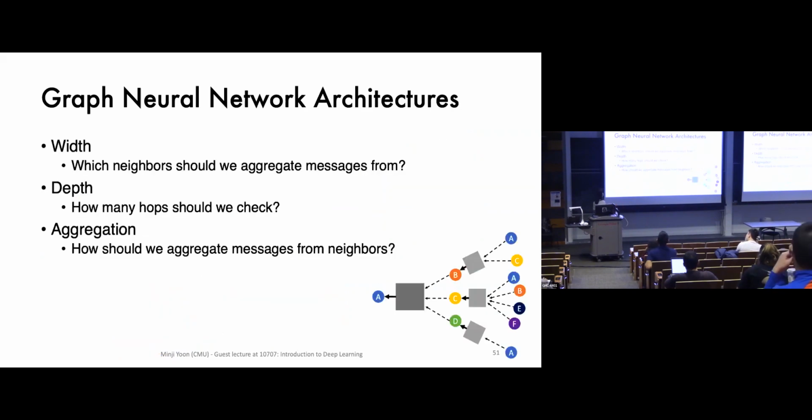So these three are the most significant deciding factors of graph neural network architecture. Weight: which neighbors should we aggregate messages from? Depth: how many hops should we check? And aggregation: how should we aggregate messages from neighbors? I'm going to talk about each factor one by one along with the research questions. So let's start with the weight of graph neural networks.